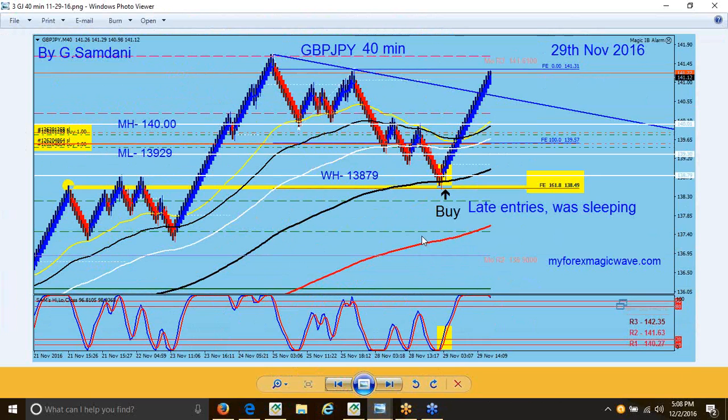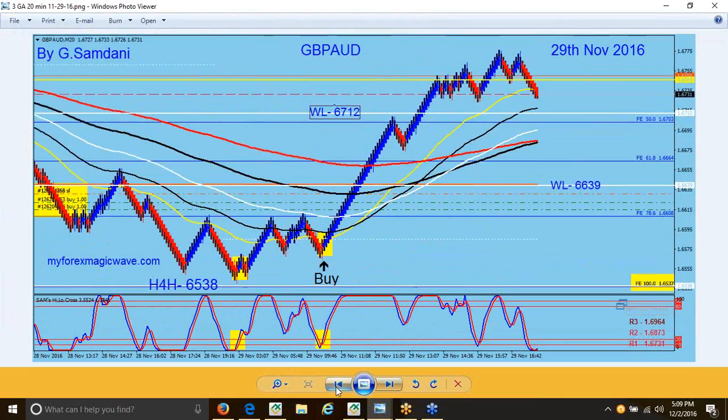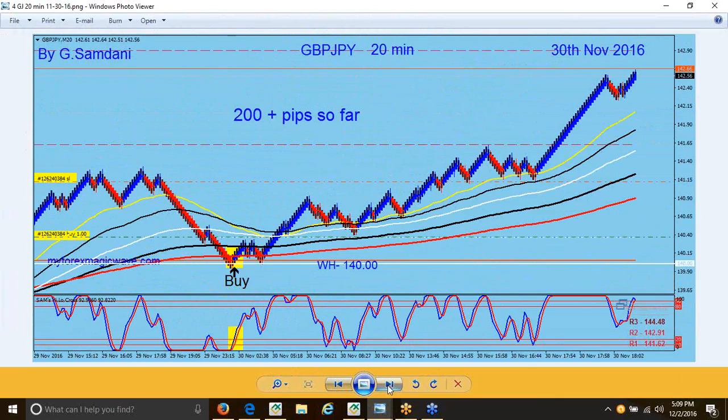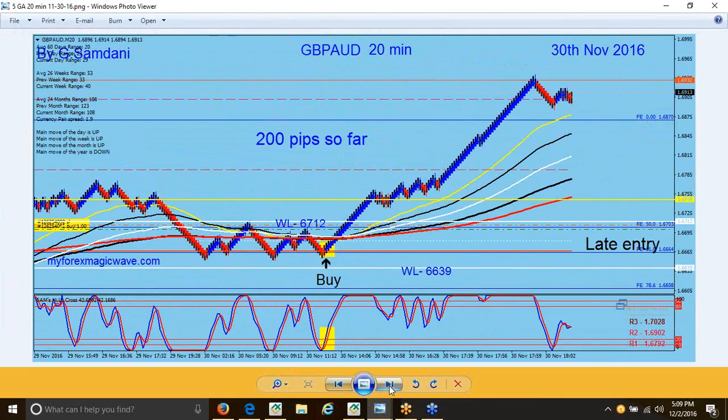Big, not small, big. Okay, you will be making more than 500 pip a week easily. I made between pound yen and Aussie yen that week. It says 200 pip here, 200 pip here, 400 in one day. Between two pairs, you have tons of pairs, and everywhere you see these setups.